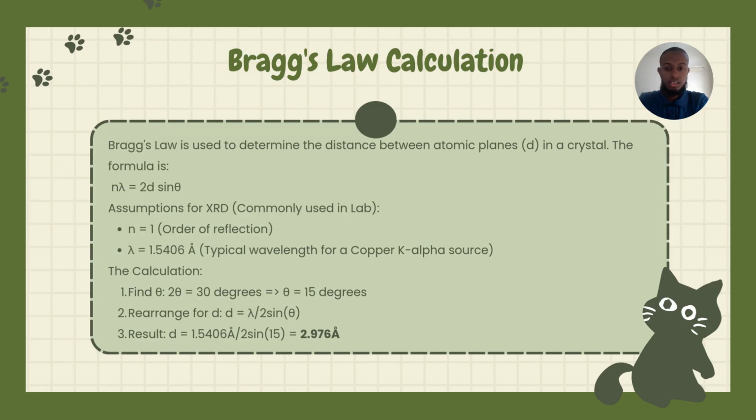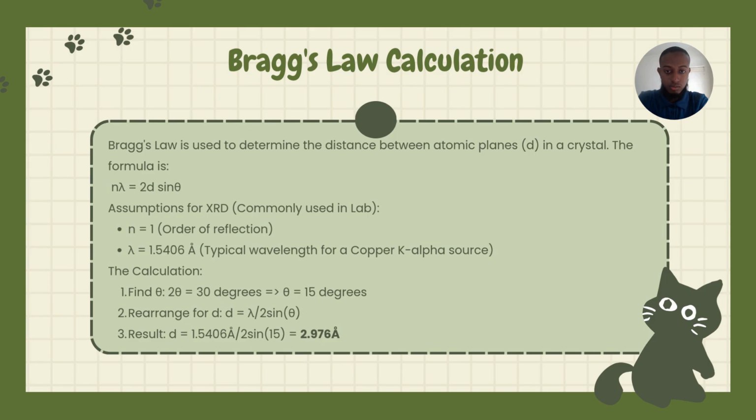So now, after we get our simulation out of the way, we will try to calculate the d distance in the crystal. For that, we are going to use Bragg's law. As we stated earlier, Bragg's law is nλ = 2d sinθ. The assumption is n equals 1, which is order 1 of the reflection, and λ is the X-ray wavelength, which is 1.54 angstrom, typically the wavelength for a copper source.